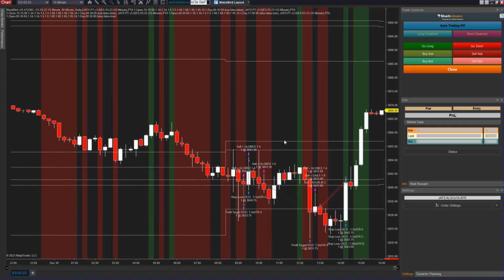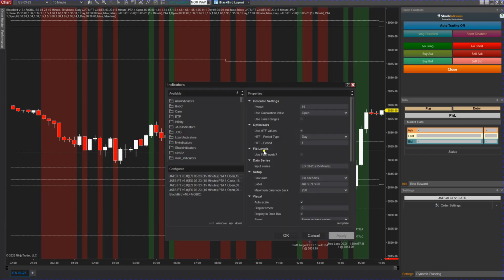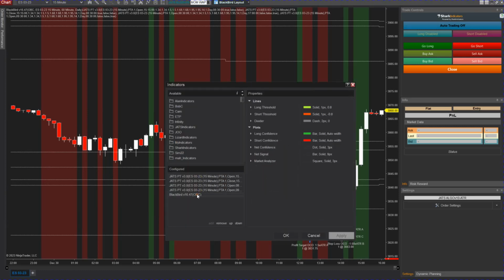I'll show you the Blackbird and the Bloodhound, and then we can talk about this in the training room, not trade room, training room.